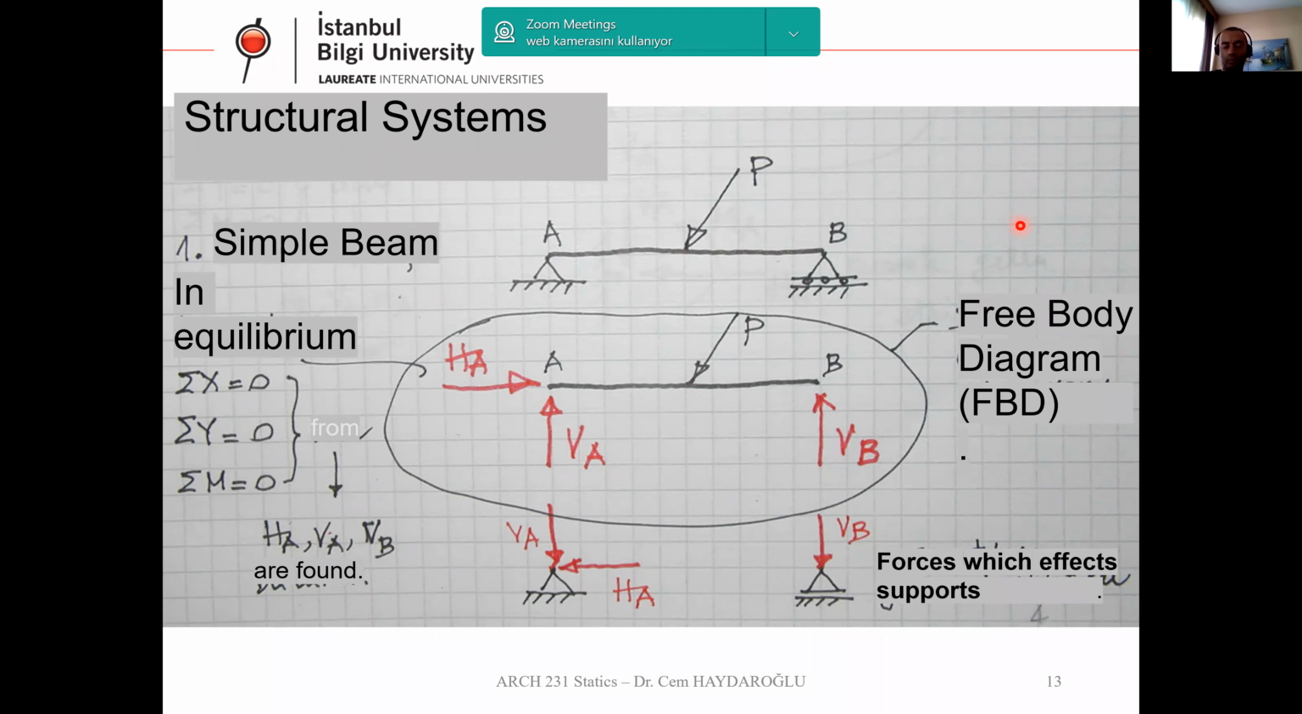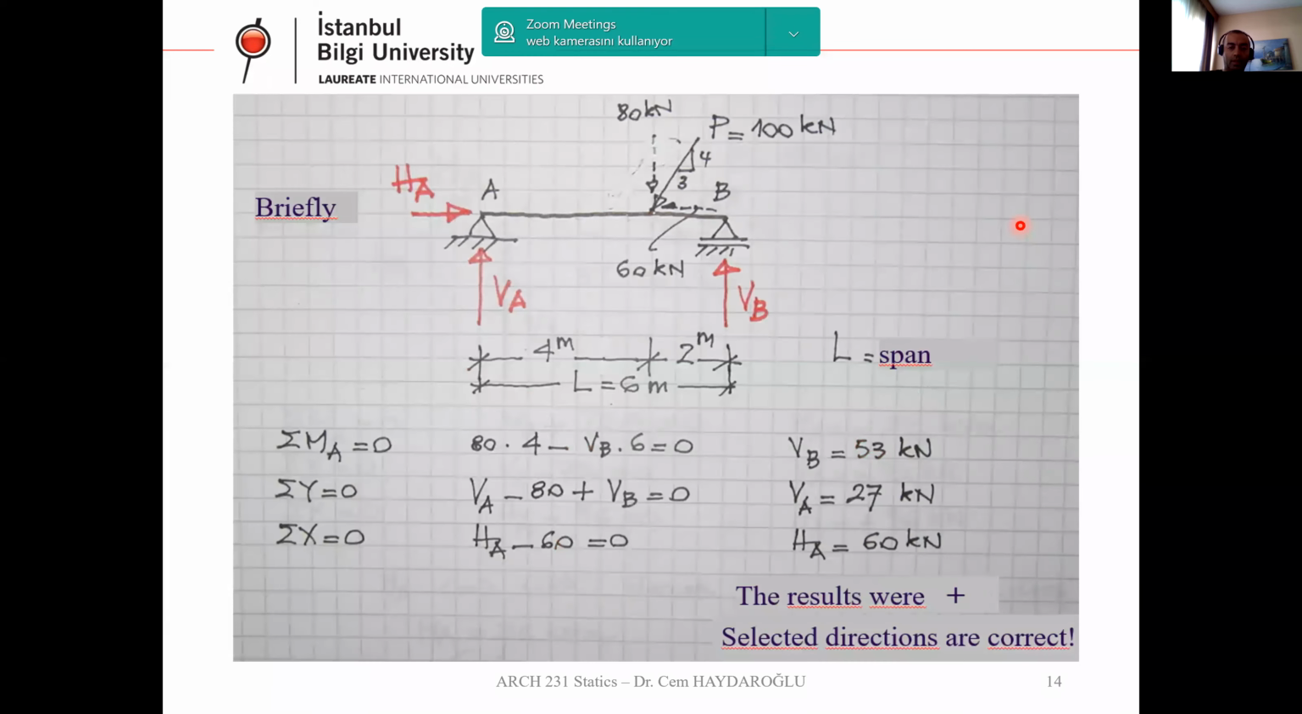How can we do that? We have three equilibrium equations: total X, total Y, and total moment equals 0. If we write all these three equations equal to 0, we can get HA, VA, and VB. Okay, these are the support reaction calculations. And here, what did we learn, what is a simple beam? If we have a simple beam, that means we have one pin and one roller support on each end of this beam.